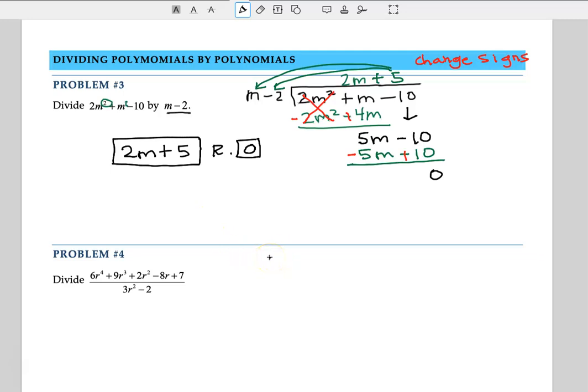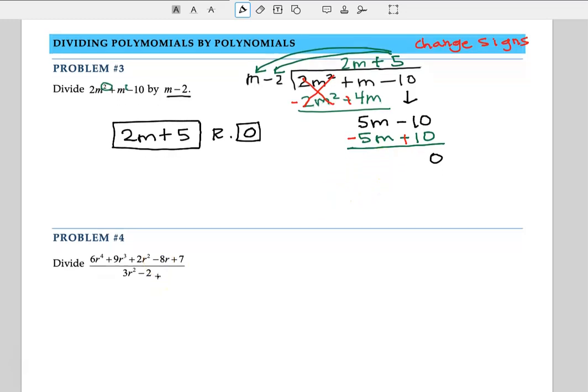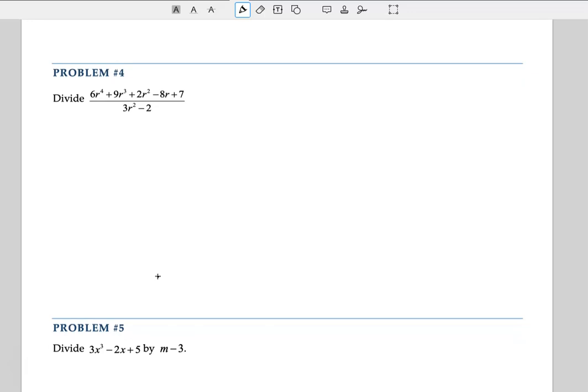Okay, what can I clarify for you on this problem 3? I'm good. I'm just wanting to see the remainder one. Yeah, I know. Okay, so let's go on to this next one here, right?